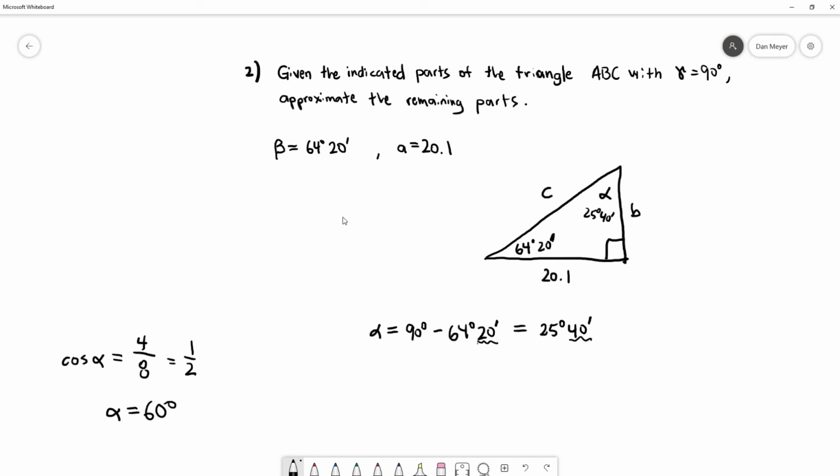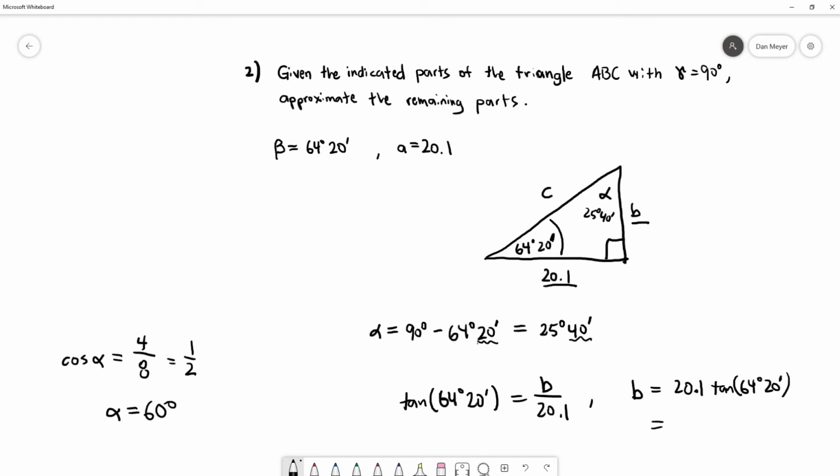Then I can use trig to find out the side lengths. Let's see. We have this angle here and this side length. If I want to find side B, I need to use tangent. So tangent of 64 degrees, 20 minutes is equal to opposite B over adjacent 20.1. So that gives us that B is 20.1 tangent of 64 degrees, 20 minutes.